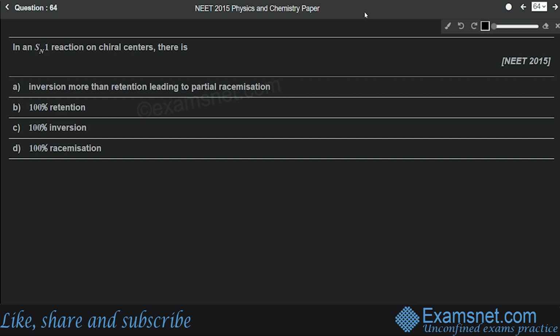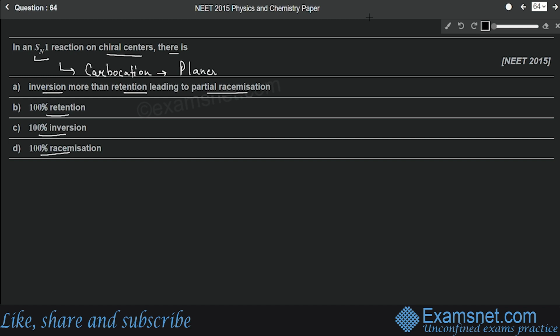Question number 64 is from the chapter Haloalkanes and Haloarenes, and the question is, in an SN1 reaction on chiral centers, there is option A, inversion more than retention leading to partial racemization, option B, 100% retention, option C, 100% inversion, and the last option is 100% racemization. So we know that in an SN1 reaction, first a carbocation is formed, that is planar.